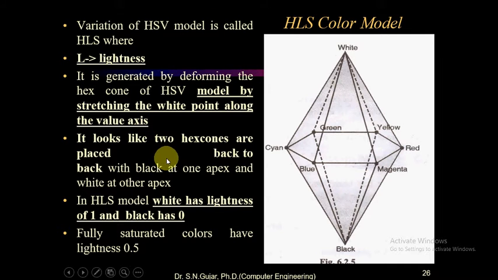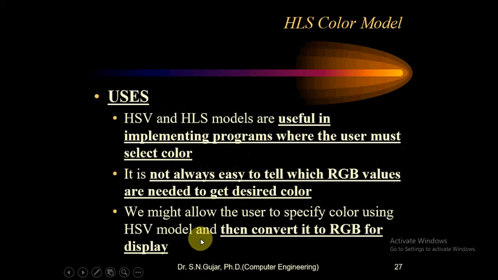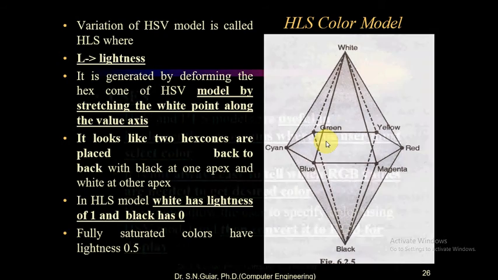It looks like two hexagons are placed, so black to the black and back to the back. Back to the back means this is the back side of the apex, and the white is the other apex. In the HLS model, white has a lightness of 1 and black has a 0. Fully saturated colors have a lightness of 0.5. So this diagram you also have to draw in the examination.